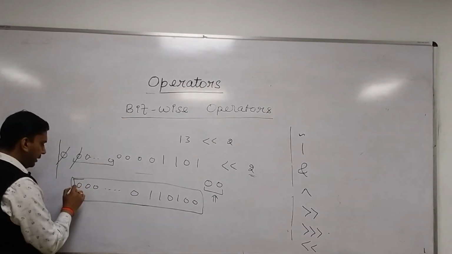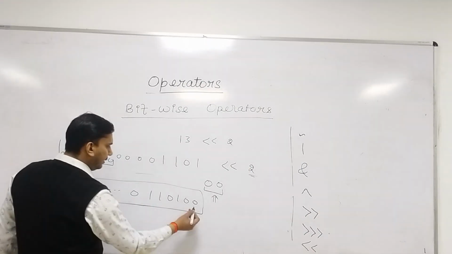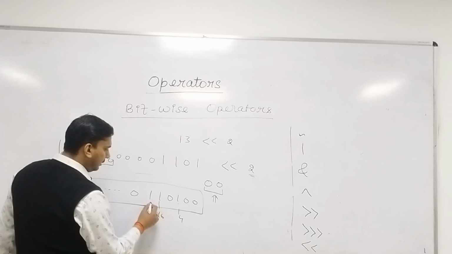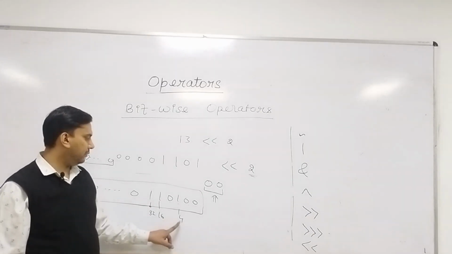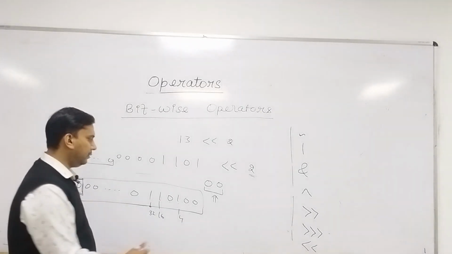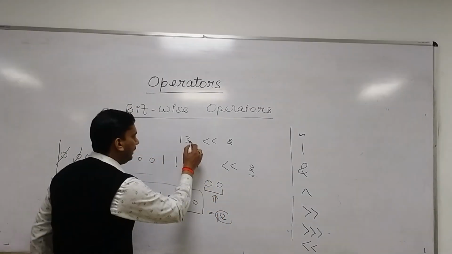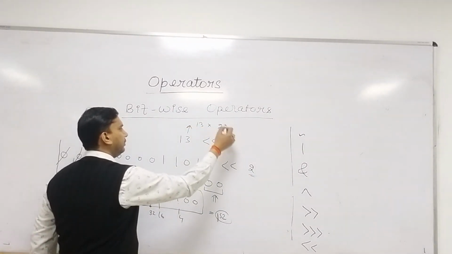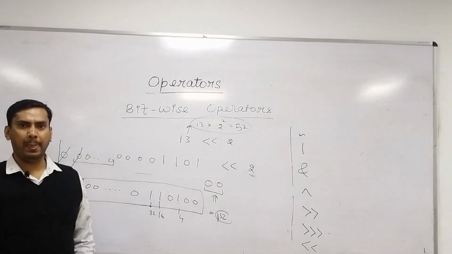If MSB is 0, it means it is a positive number. Directly read the value: 1, 2, 4, 8, 16 and 32, right? So 32 plus 16, 48, 48 plus 4, 52. So the result is 52. And if you see here, 13 left shifted by 2 means 13 is multiplied by 2 raised to the power 2, that is 52. So the answer will be the same.